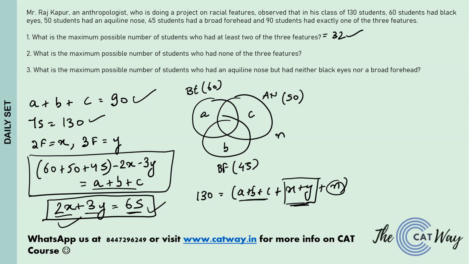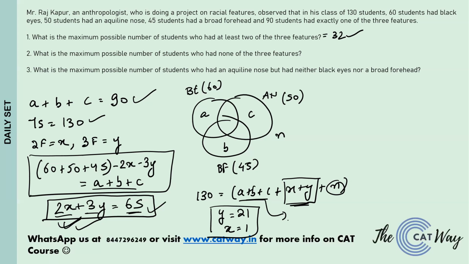When you're trying to minimize x plus y, you know that 2x plus 3y is equal to 65. What you will do is maximize the number of people with 3 features. Why? Because whenever you increase it to the highest limit, the total number of people will be reduced because of this equation. By calculating, the maximum value of y can be 21, and in that case x would turn out to be 1. So x plus y turns out to be 22.